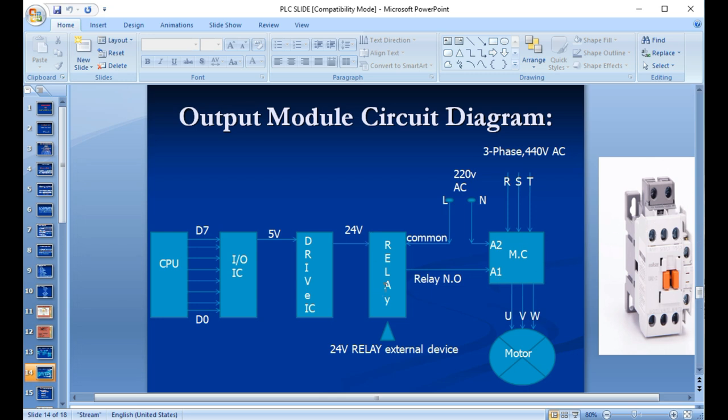That means when you operate a 220 volt AC device from the 24 volt output, you must need a 24 volt relay external device. You must need it. This is the final situation of your PLC, and that is your output voltage. The output voltage of your PLC is 24 volt. That means your physical device must need a 24 volt relay external device that is connected to your 220 volt AC devices. Okay.